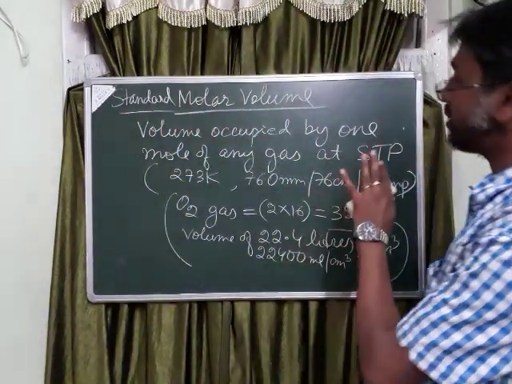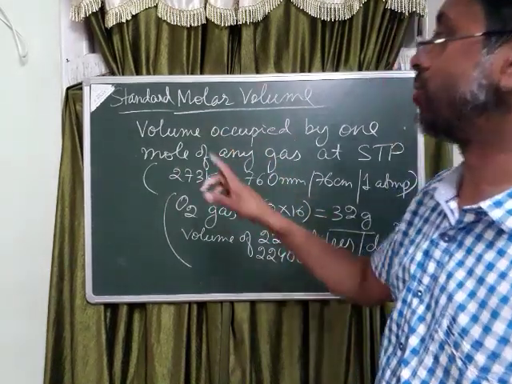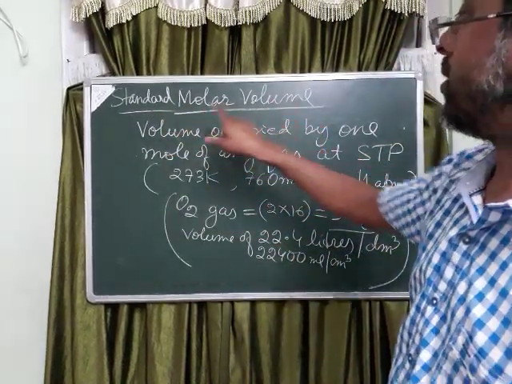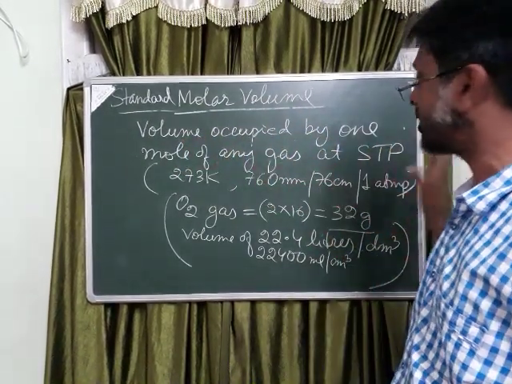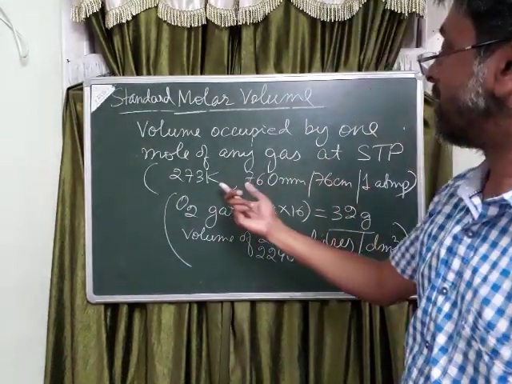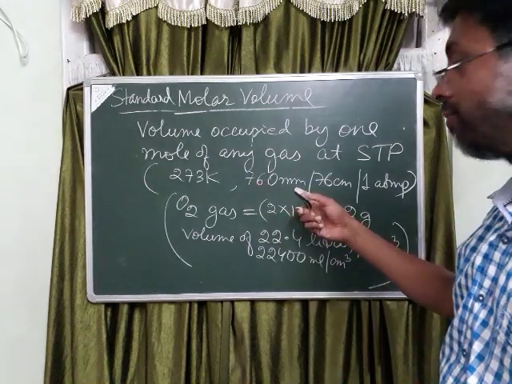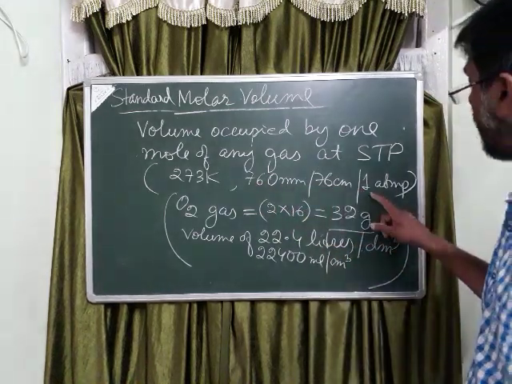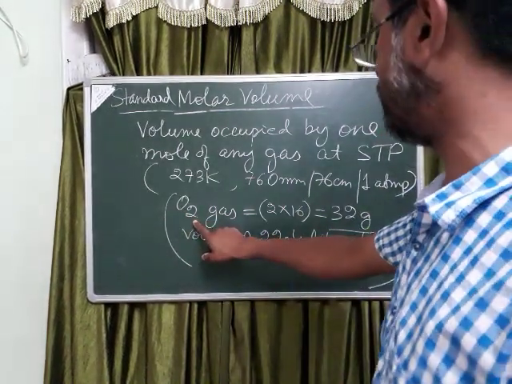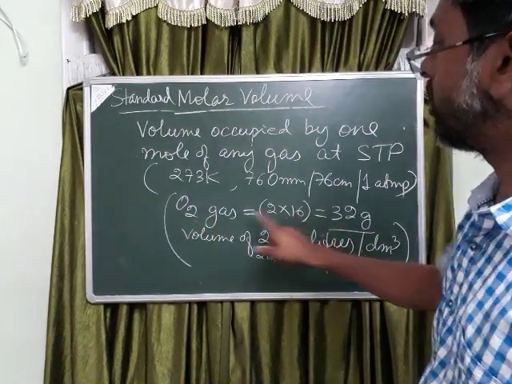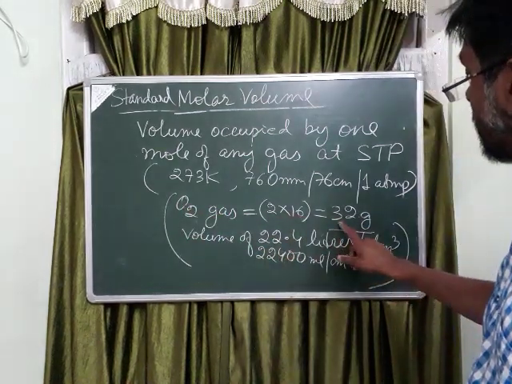Now, these are the things to be remembered and learned properly and carefully. So, again I repeat once more, the standard molar volume is defined as the volume occupied by 1 mole of any gas at STP. Now, what is STP? At STP the temperature must be 273 Kelvin and the pressure must be either 760 millimeter of mercury or 76 centimeter mercury or 1 ATM. And by an example, I have taken oxygen gas. Atomic mass of oxygen is 16. So in a molecule of oxygen, there are 2 atoms. So 2 into 16 gives me 32 grams.